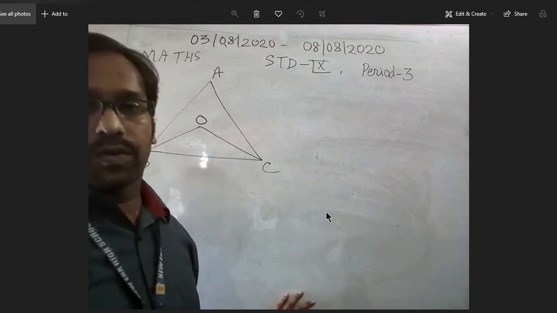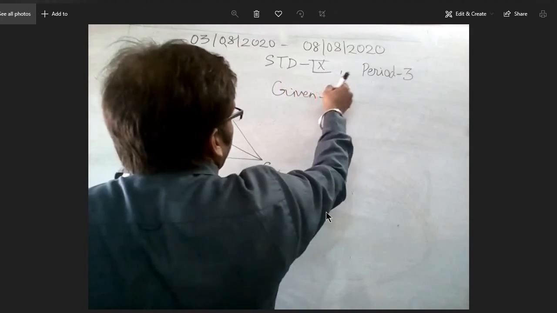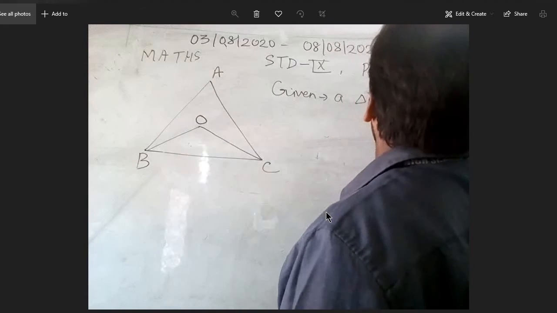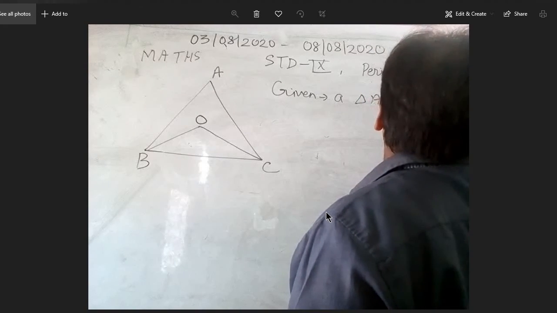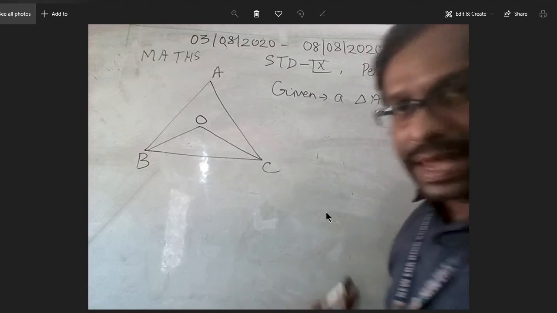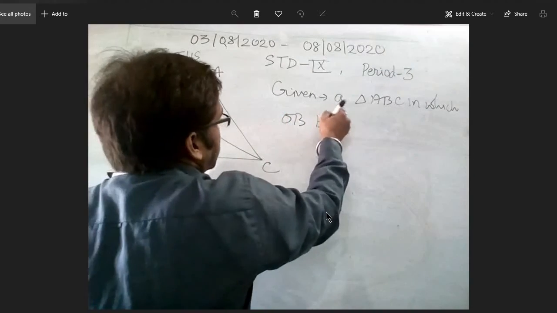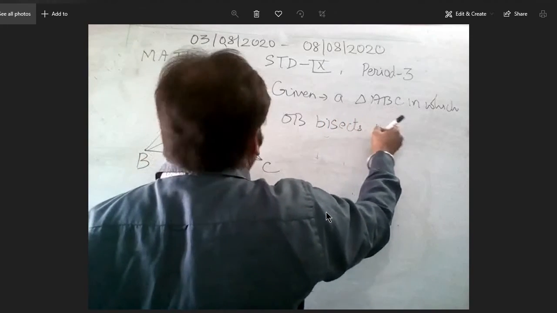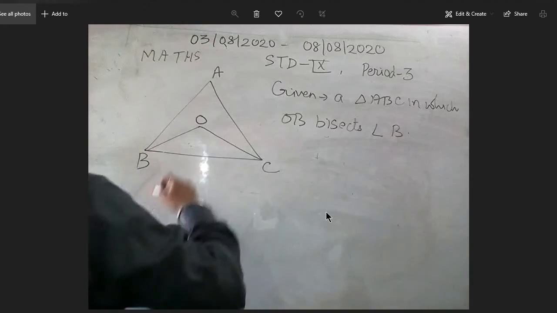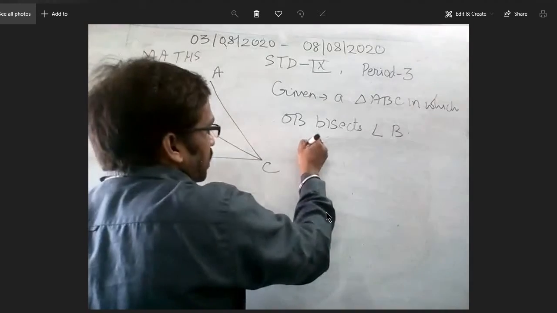Now we have to prove this. First of all, what is given, and that is a very important thing. Given, I will remember that. So what is given? A triangle ABC, in which OB bisects angle B. If OB bisects angle B, that means angle 1 and angle 2 will be equal here. See, this is angle 1, this is angle 2. Angle 1 and angle 2 are equal to each other.